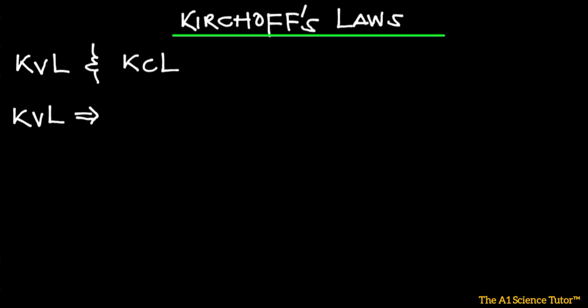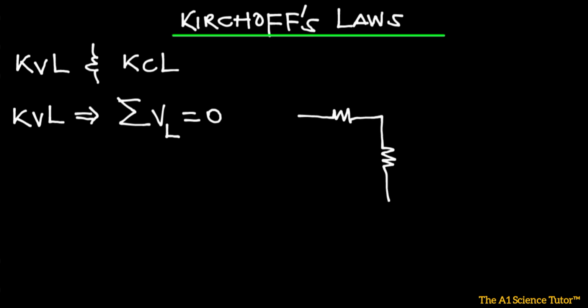Kirchhoff's voltage law states that the sum of the voltages or the potential differences within a closed loop will be equal to 0. Let us say we have a closed loop like this. This is the EMF source or the battery, and let us say this is the first resistor. This is the second. This is the third.